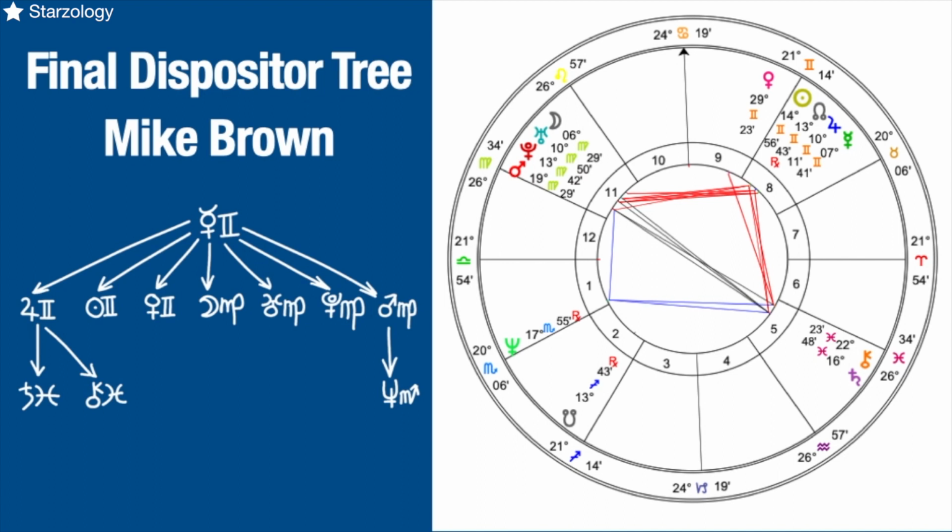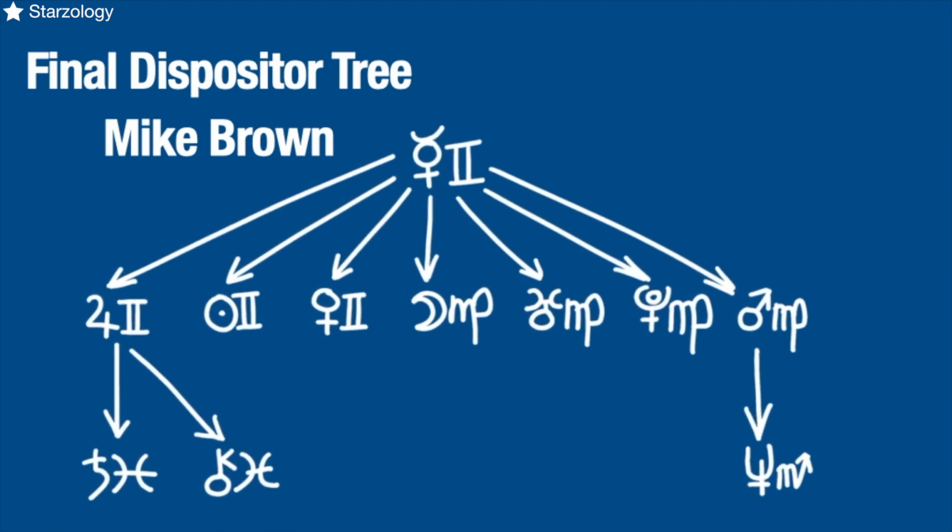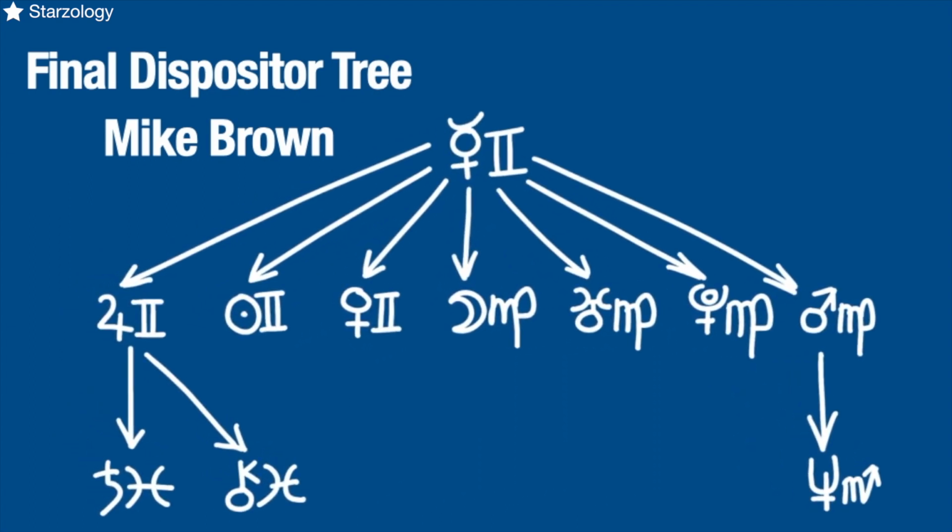The only planet in its own sign of dignity is Mercury in Gemini, and all the other planets fall below Mercury. So in this particular case, there is 1 very strong tree. Mercury is super strong here, and Mercury is the final Dispositor of his chart. So that is what a final Dispositor tree looks like.